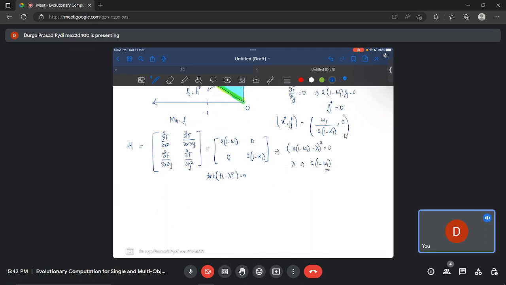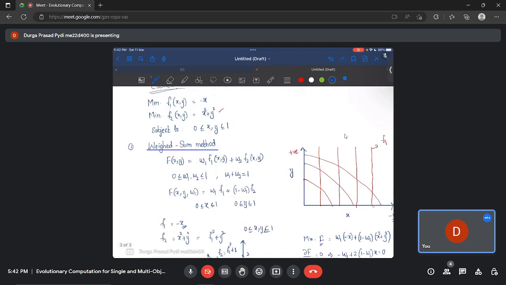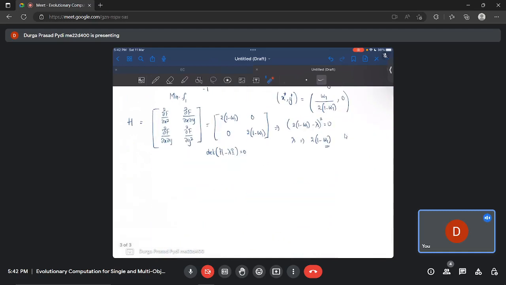Like previously, from our original definition, we limited w1 and w2 to be between 0 and 1. If w1 is between 0 and 1, then 1 minus w1 will also lie in the same interval, 0 to 1. So essentially lambda will be a positive number. Like previously we said, when lambda is positive, it is a positive definite matrix. When the Hessian is a positive definite matrix, it essentially means the solution which I have obtained is a minimal value.